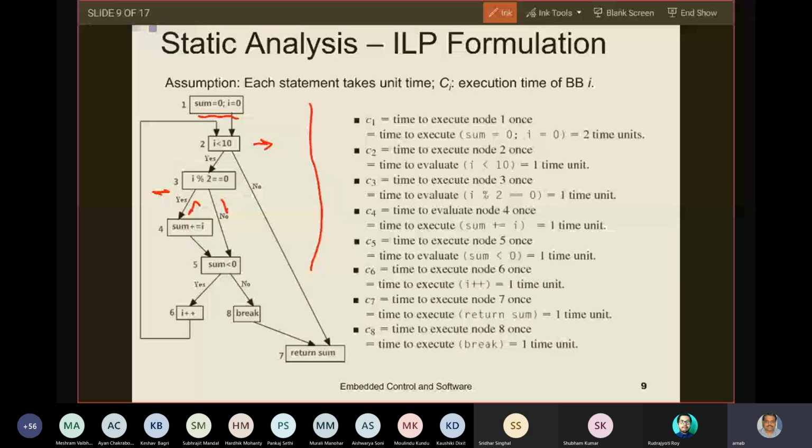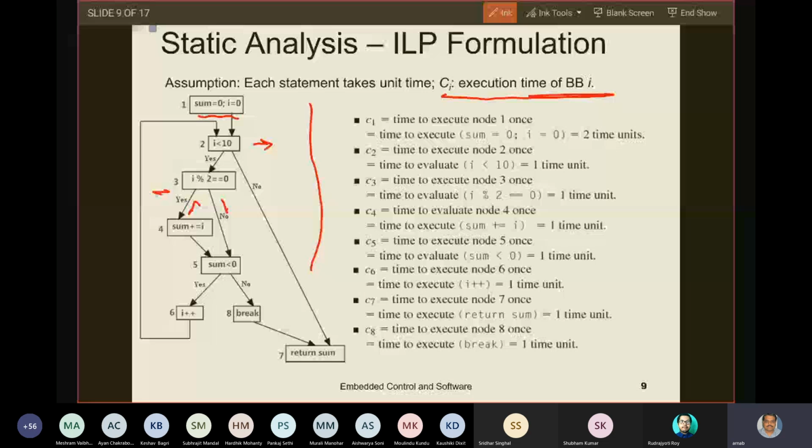For this simple case, we want to find out how the worst case execution time of this entire program can be found out. So firstly, we have to find Ci, the execution time of each basic block. This is the worst case execution time. Ci is the worst case execution time of basic block i.